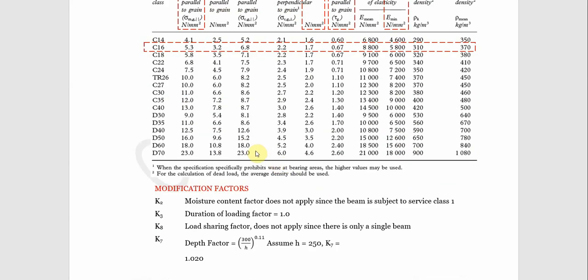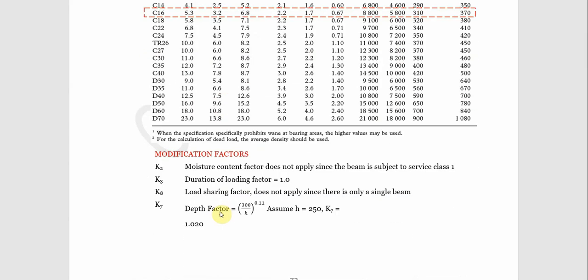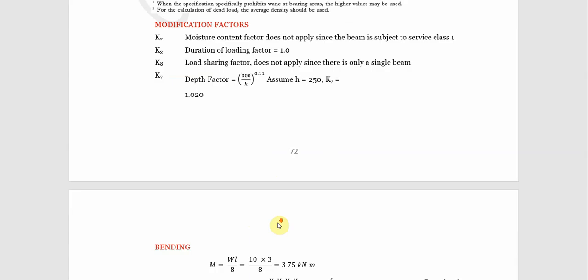Now let's proceed to the modification factors. Moisture content factor does not apply since the beam is subject to service class 1. The duration of loading factor is 1. Load sharing factor does not apply since there is only a single beam. Then depth factor K7, which is, we assume H to be equal to 250, so we put 250 here. Our K7 will be something like 1.02. So for these instances, we'll be using K3 and K7. Others are not applicable for now.